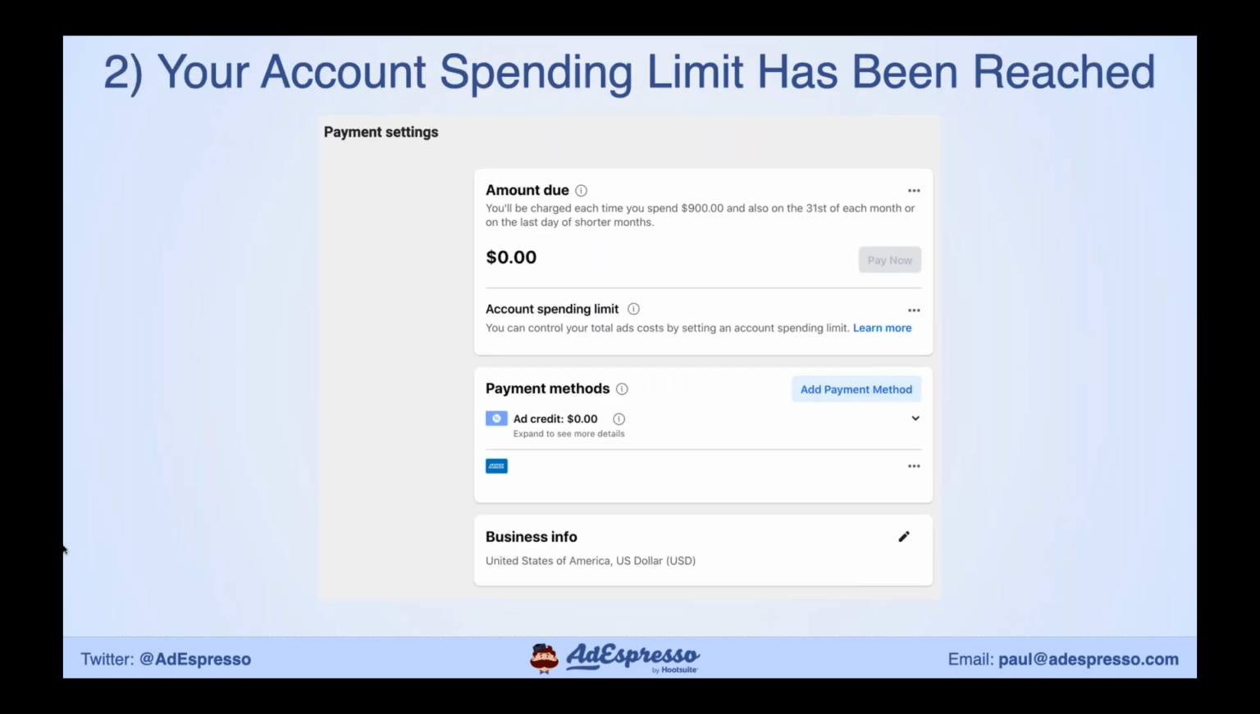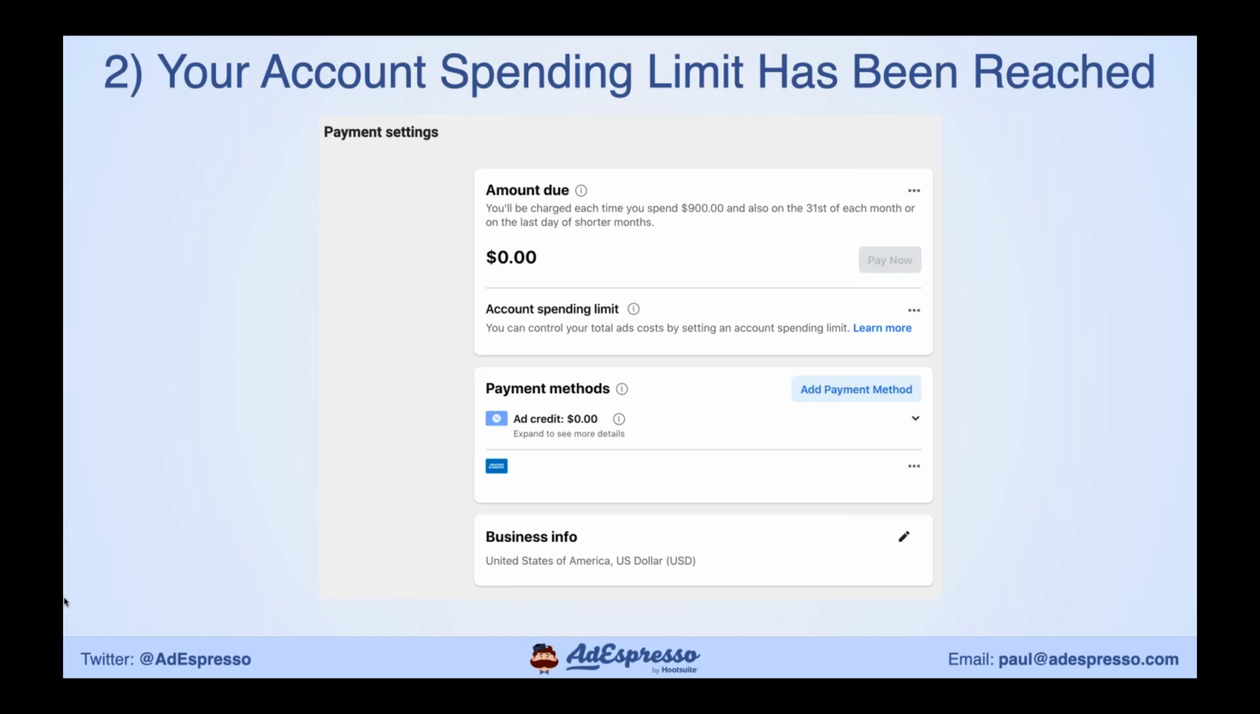The second one that catches people out is that your account spending limit has been reached. Now, something really important to note here is that your spending limit is different to your billing limit. The spending limit is where you can put a threshold into the ad account settings. You can say, right, I don't want Facebook to spend more than $100 on ads without me pressing the reset button. It's a good safety net.